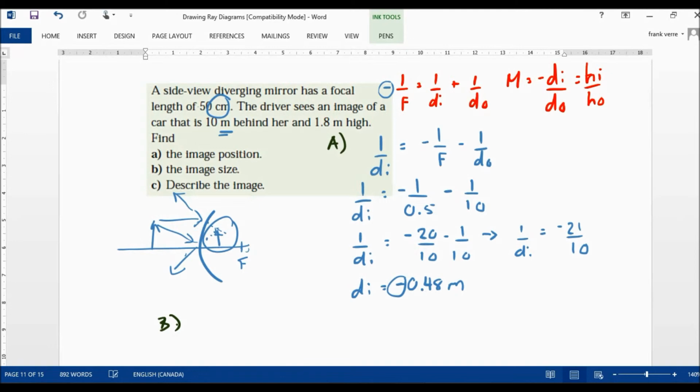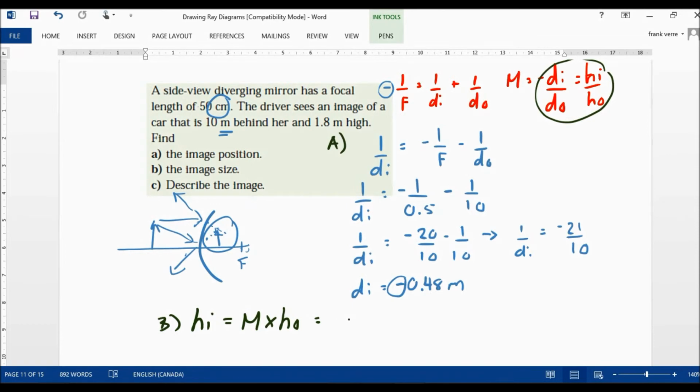Okay, so B is the size of the image, which is basically our hi. So how big is hi? Well, hi is equal to M times ho. Now, we don't know what M is, so maybe we could do something different. Because if you look at your equation for hi, there's also a relation between di over do, because we know M is negative di over do. What we could do is we could do this.